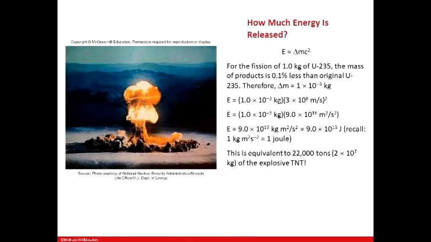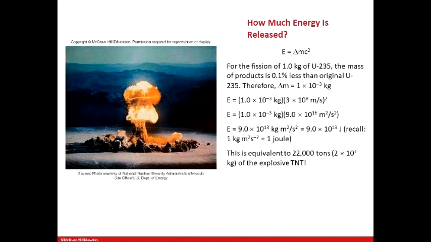And when it does, this is what happens. So we have this energy and the delta mass times the speed of light squared. So how much energy is released? I'm going to go to the bottom of the slide, and you see the answer already. In this particular case, we'll back up and walk through it. This explosion could be equivalent of 22,000 tons.